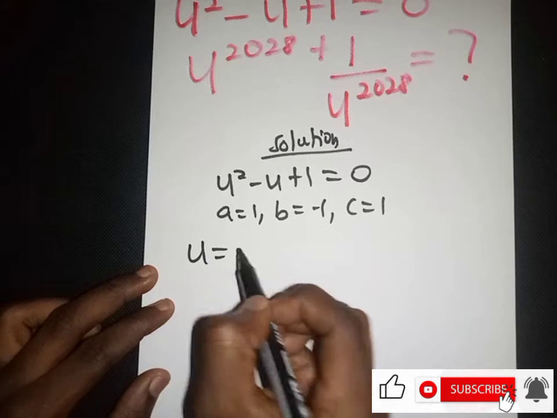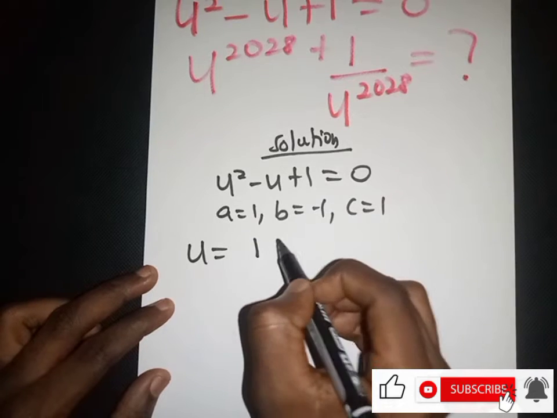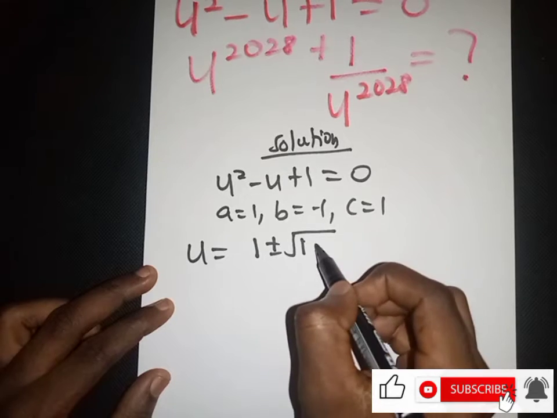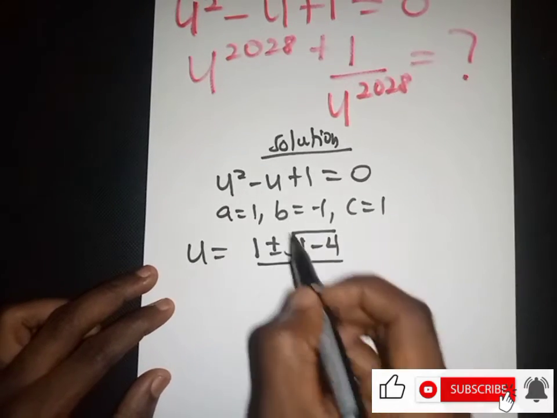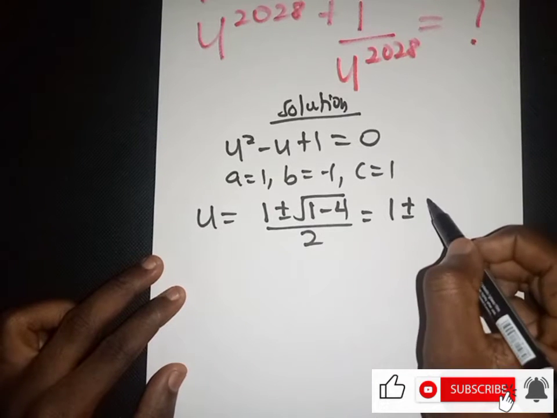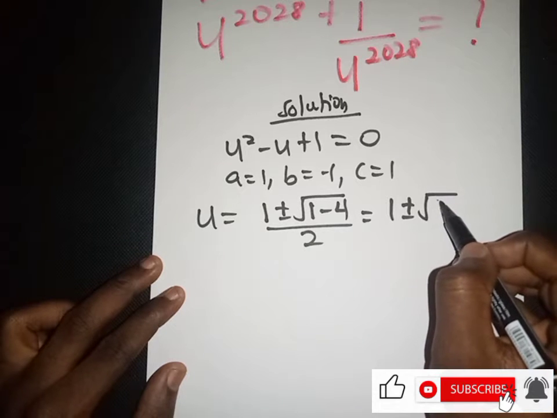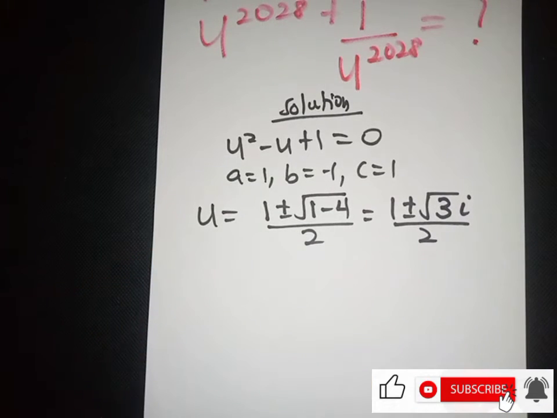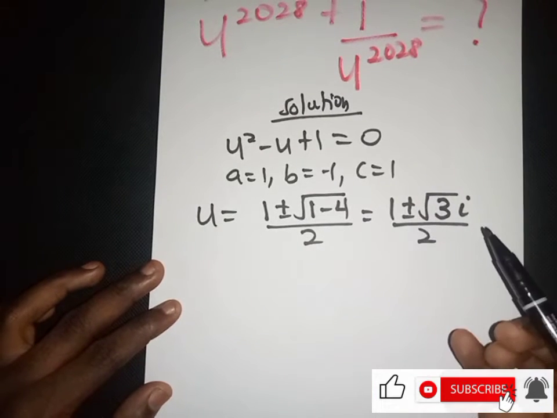So in this case u is just equal to negative b, and b is just -1, so we have 1 here, and then plus or minus square root of b squared, which is -1 squared, which is 1, and then minus 4ac, 4 multiplied by 1 multiplied by 1 here is just 4, being divided by 2a, which is just 2. So in this case we have 1 plus or minus the square root of -3, right? The square root of -3 is just root 3 times i, imaginary, divided by 2 in this case. So we have two values of u, right? We have the positive part and the negative part.